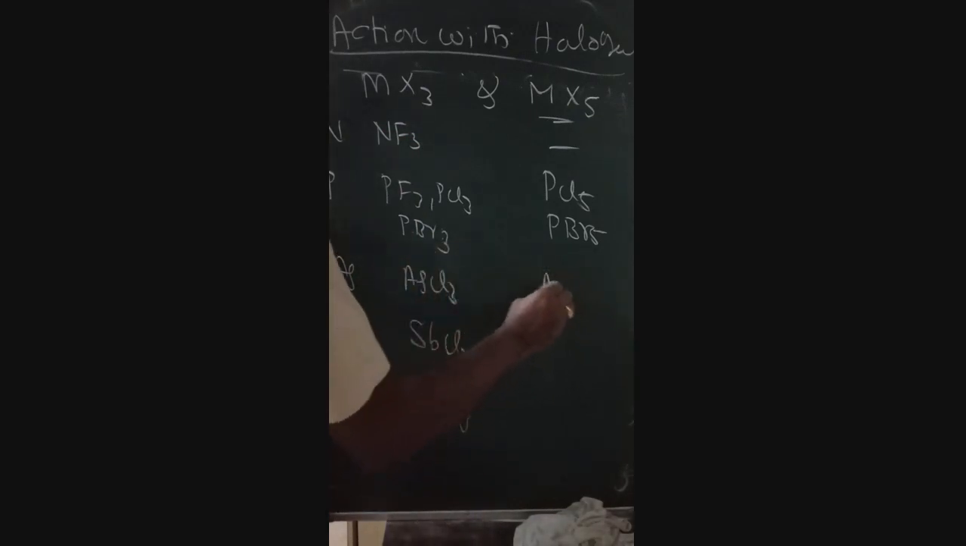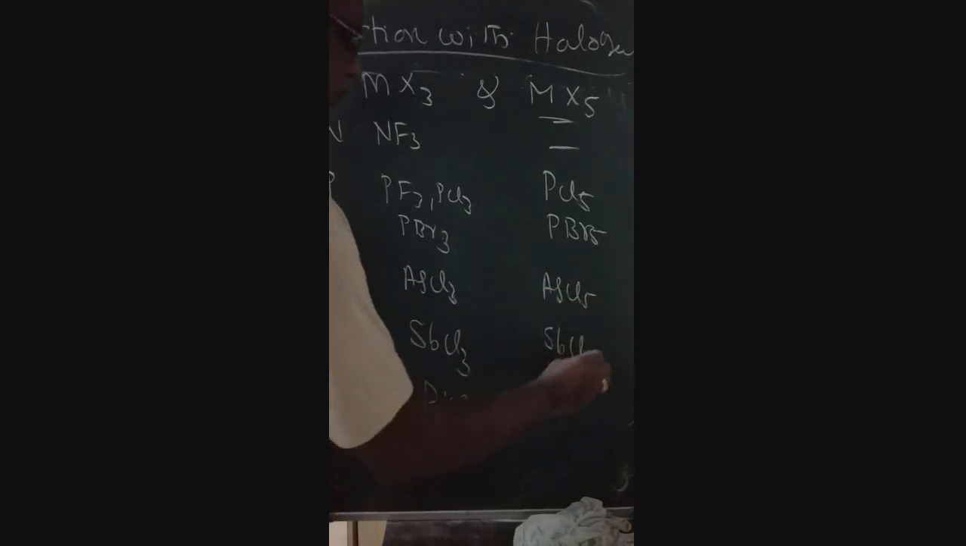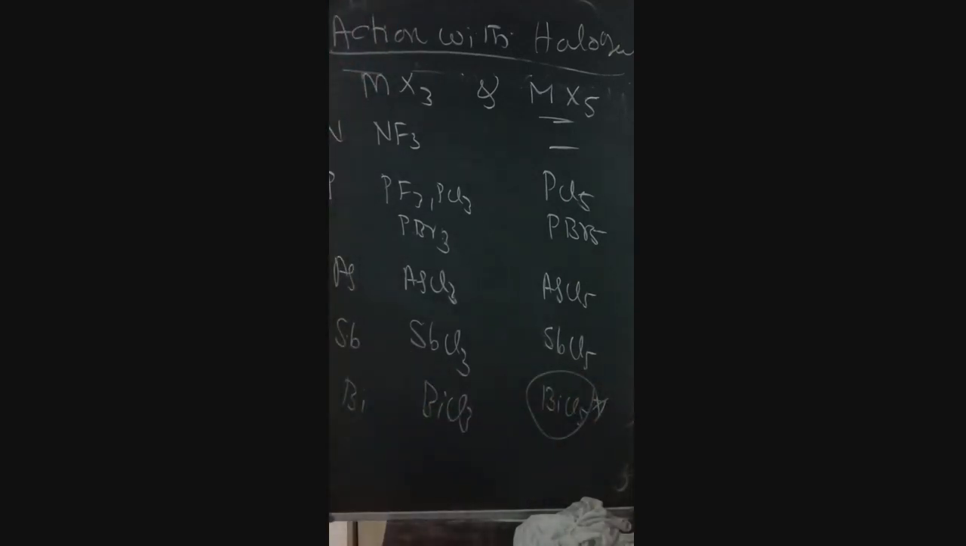Like that, here also AsCl5, SbCl5, and BiCl5. But BiCl5 is unstable. So what happens here? Observe, children. Nitrogen does not form pentahalides, but the other elements form trihalides as well as pentahalides. Especially the bismuth pentahalide is unstable.